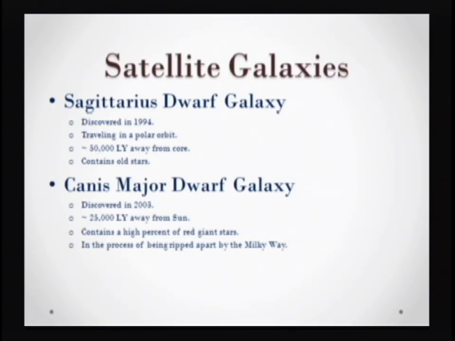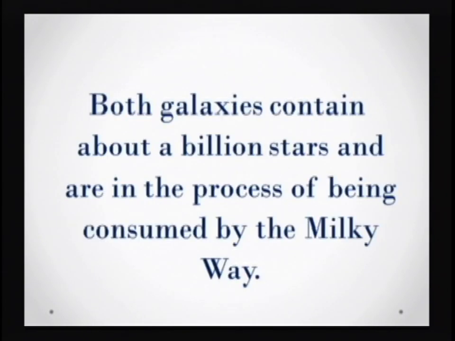And then you have the Canis Major dwarf galaxy. Notice it wasn't discovered until 2003. It's even smaller. It's about 25,000 light years away from the core, so it's about the same distance we are. And it contains a really high percentage of red giant stars. And one thing we do know about it, because of where it is and what's going on, is that it's in the process of being ripped apart by the Milky Way. That's because it's simply being pulled apart by the gravitational attraction of the Milky Way. And so it's probably not going to survive very long.